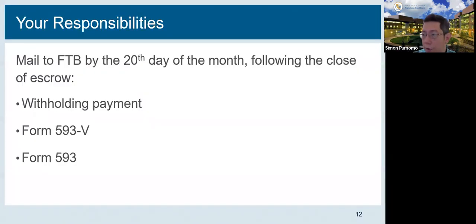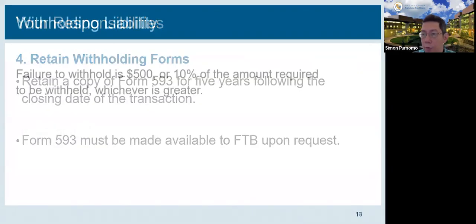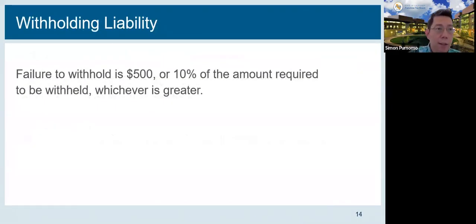Now, this is your last responsibility, which is to retain the withholding forms. Retain a copy of Form 593 for 5 years following the closing date of the transaction. And this Form 593 must be made available to FTB upon request.